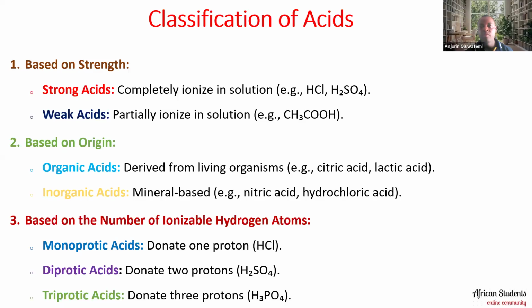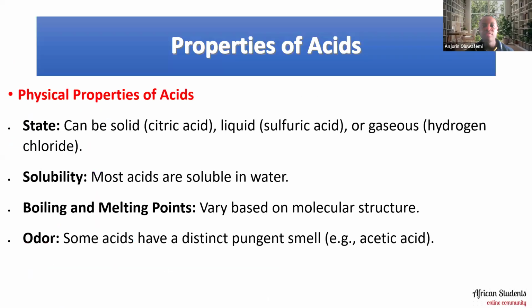All right, let's move along now and look at properties of acids. Now, the physical properties. First, regarding their states, acid can be solid. Example is citric acid. Acid can be liquid. Example is sulfuric acid, H2SO4. Or they can be gaseous. Example is hydrogen chloride. So they can exist in different states, either in the liquid, the solid, or the gaseous phase. And their corresponding example is what I've given, accordingly.